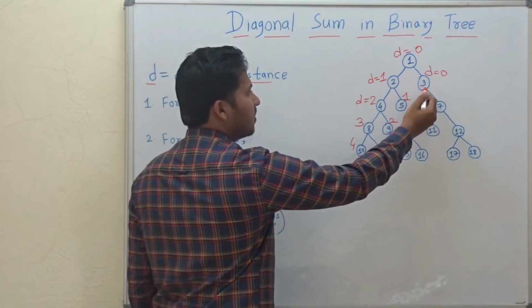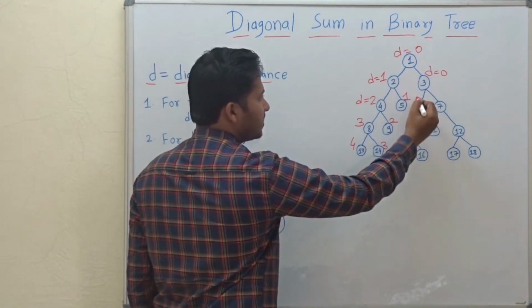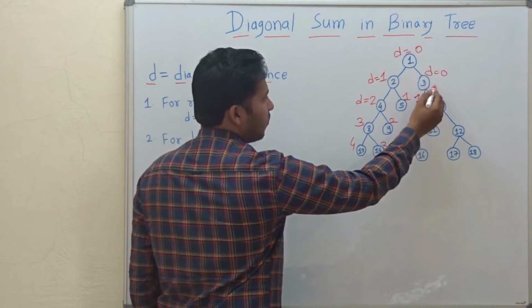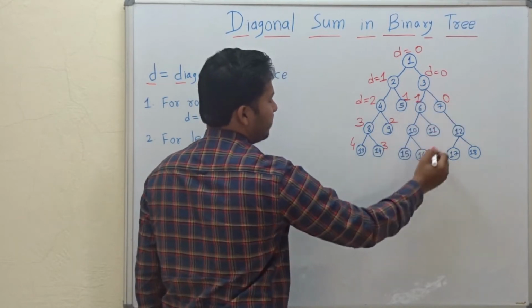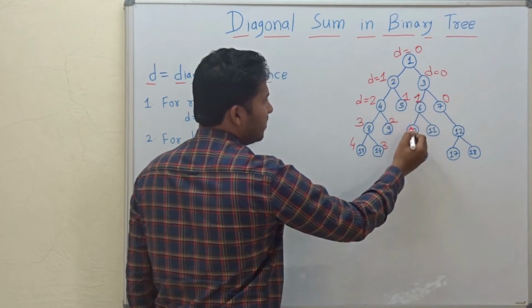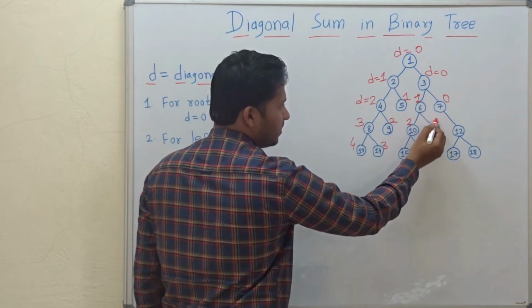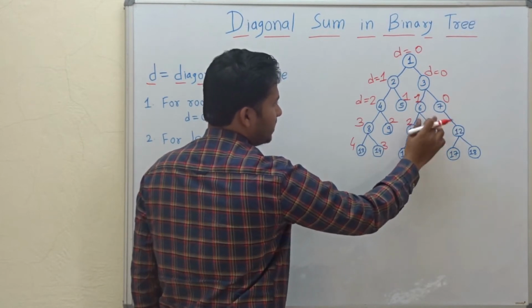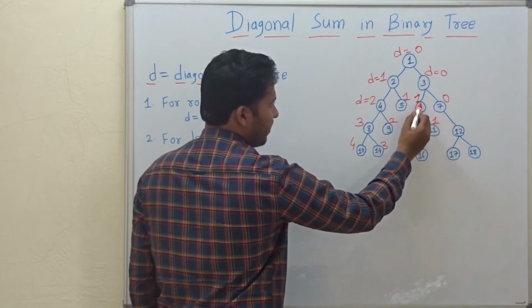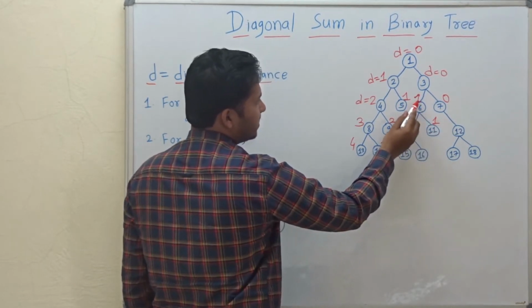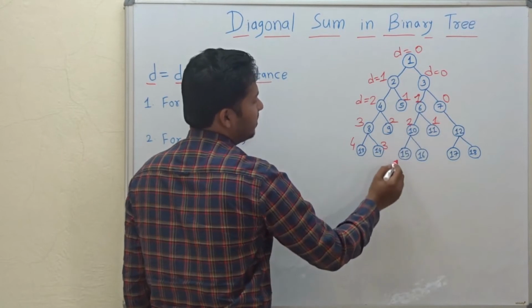Let's go here. For left child 0 plus 1 is 1. Then for right child it will remain same. Here for left child 1 plus 1 is 2. For right child it will remain same. Sorry, it is 1. Same as the parent. Here the parent of 11 is 6 and the distance is 1. So it will remain same here.